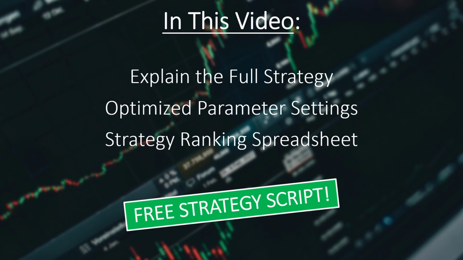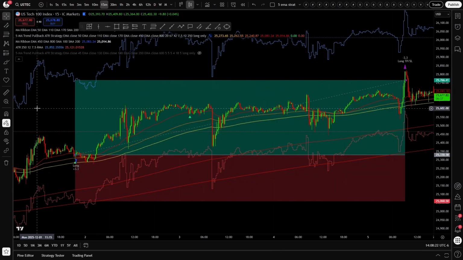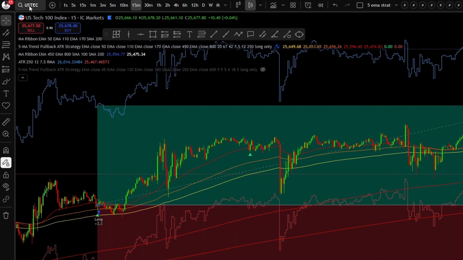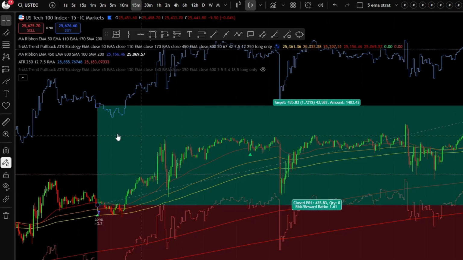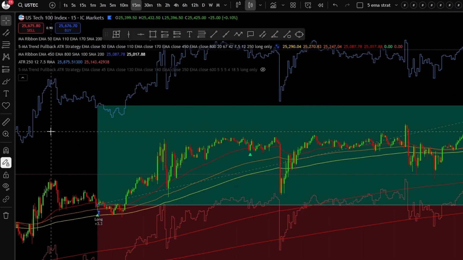Without wasting any time, let's get right into it. Okay, so for this strategy, first of all head over to TradingView and set up the USTEC, this one from IC Markets, 15-minute chart. Once you got that, let's set the indicators.